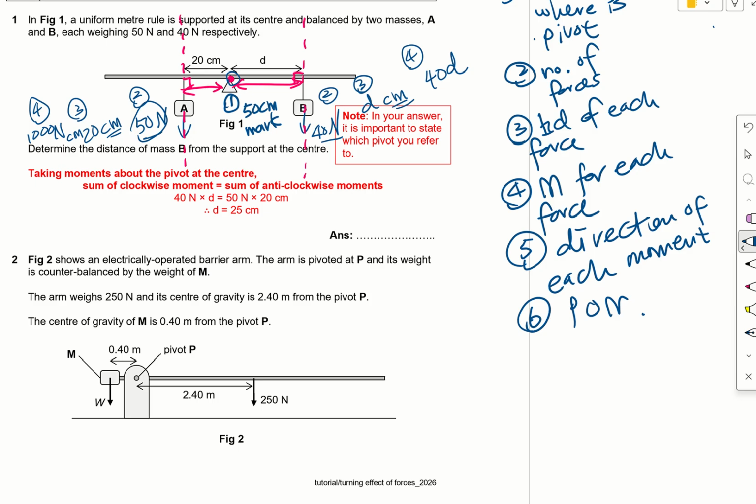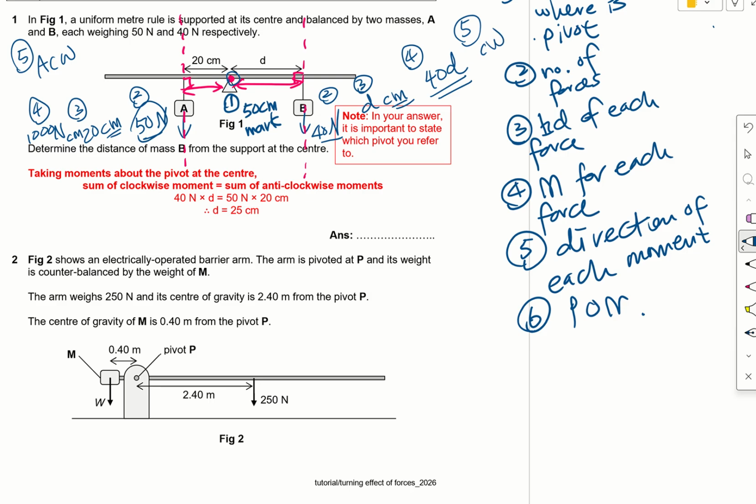So if A is acting downwards and on the left hand side, it will then create an anti-clockwise direction moment. Then you repeat for the moment of 40D. Same thing, you hold the pen in the center, because that's where the pivot is. You apply a force downwards for B, and it must be applied on the right hand side of the pivot. You will then get a clockwise direction.